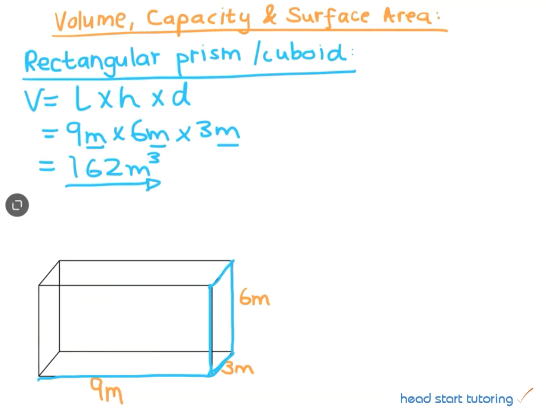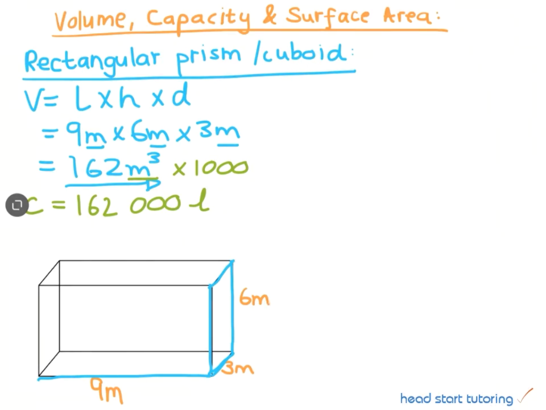Now remember that for the capacity of our rectangular prism, when we get our volume in meters cubed, all we need to do to our meters cubed answer is multiply it by 1000, and that will give us our answer in liters. So 162 multiplied by 1000 gives us 162,000 liters. And that is our answer for the capacity of this rectangular prism.